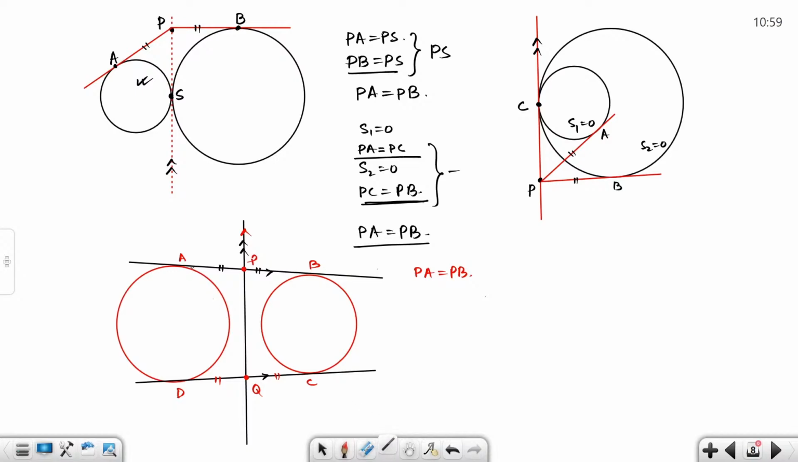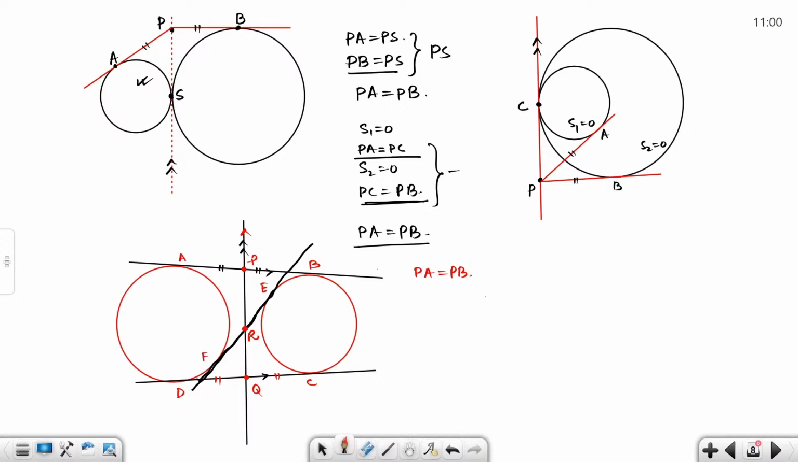Let us try for the transverse common tangent. If I draw the transverse, I am drawing only one transverse common tangent. Let us say this is the transverse common tangent, right? Again, the proof part is pretty simple. The same thing. This is a point, let us say R, from which we have drawn two tangents: one is say RE and another one is say RF.